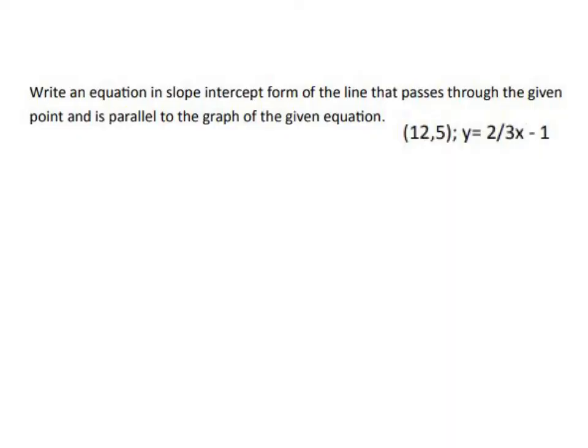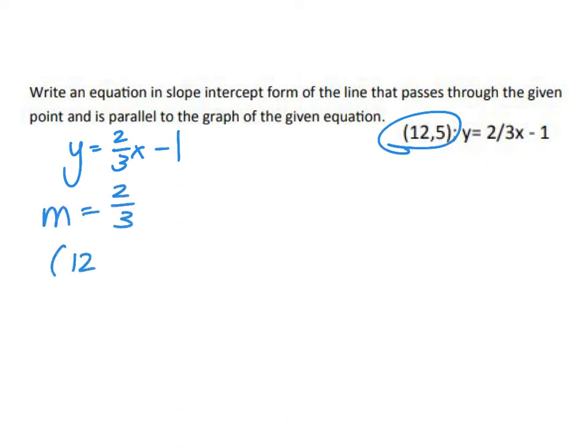All right, here's another. Let's try this one. So our equation is y equals 2/3 x minus 1. We have the point 12, 5, so our slope is 2/3. The point is 12, 5. So I'm going to substitute those values so that I can write my equation. This is x, this is y. All right, so 5 equals 2/3 times 12 plus b. We're looking for that new b value.